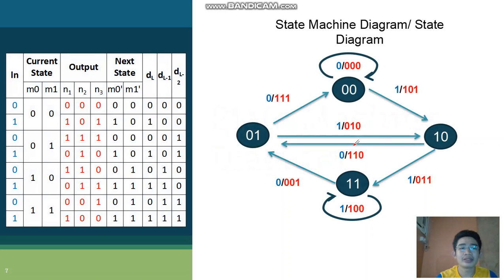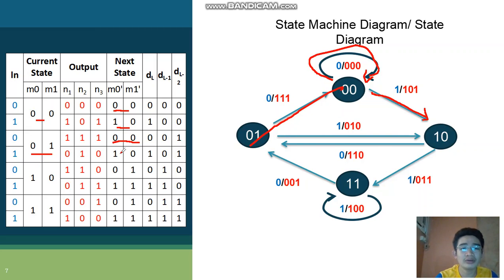State machine diagram. In this table, the state machine diagram has 4 states: 0 0, 0 1, 1 0, and 1 1. In this state 0 0, the next state will be 0 0. Therefore, 0 0 will go back to itself as 0 0. And 0 0 will go to 1 0. Therefore, this connects to this. And 0 1 will go to 0 0.